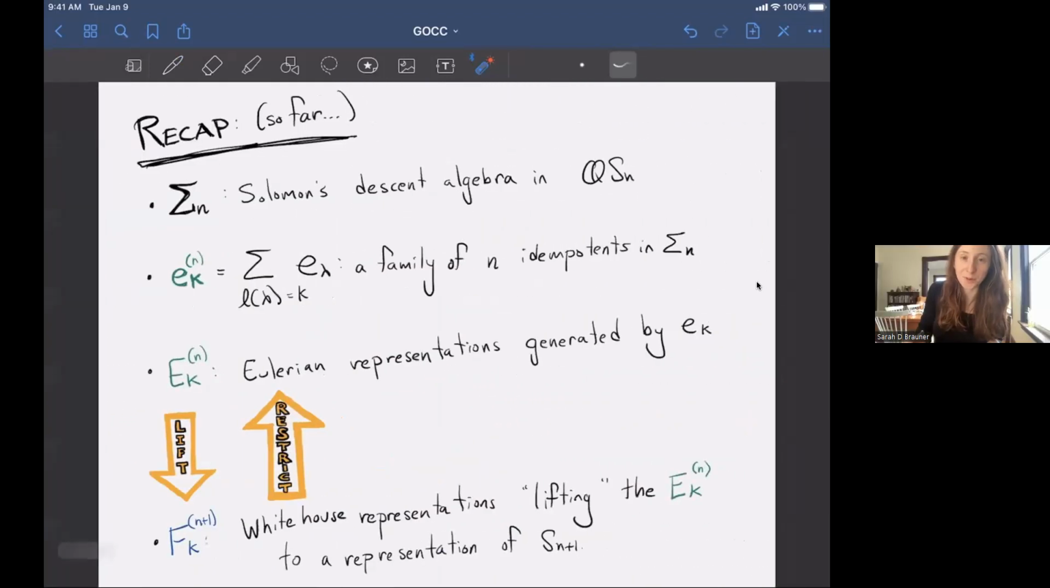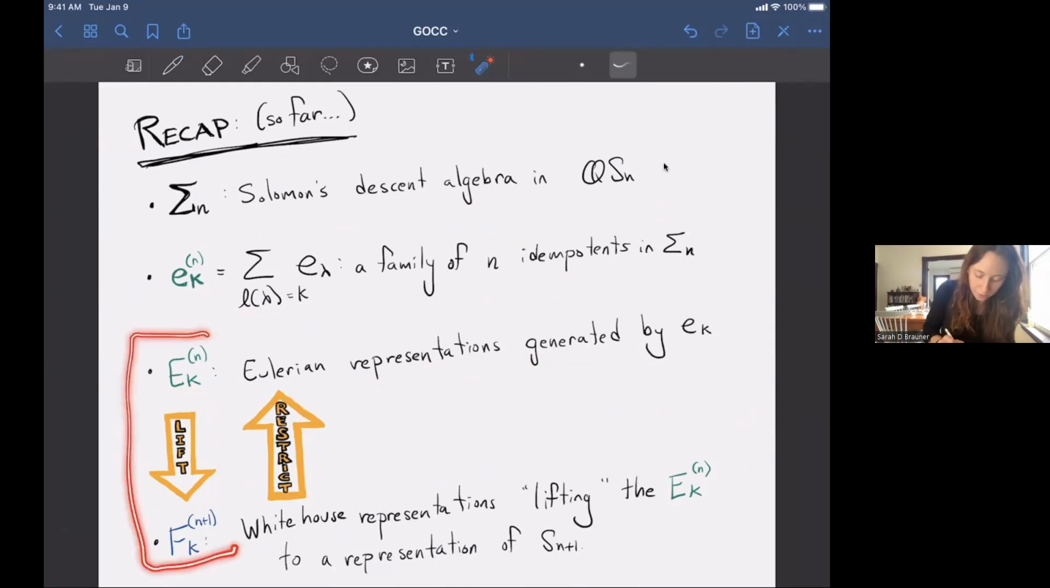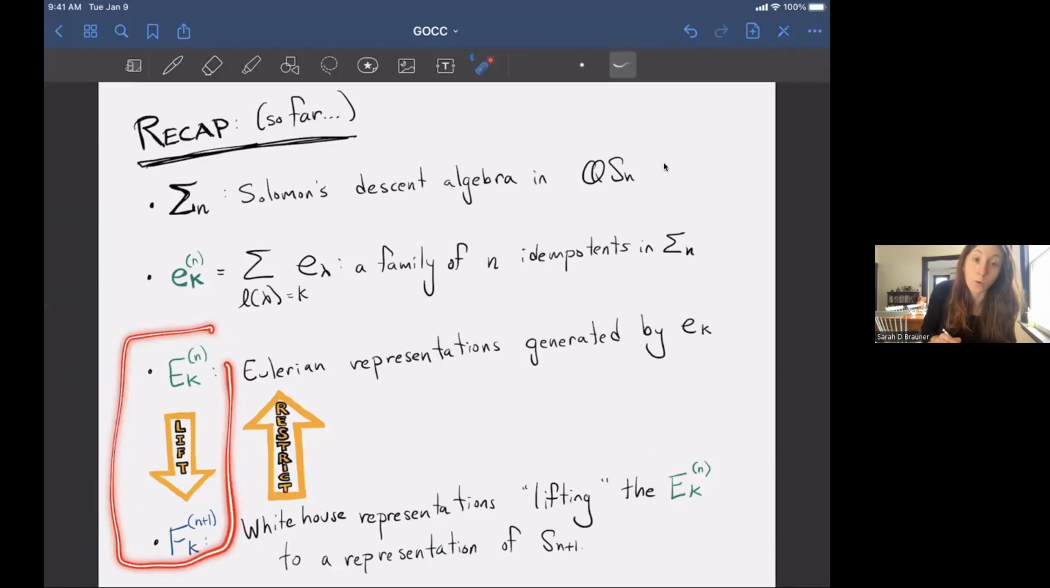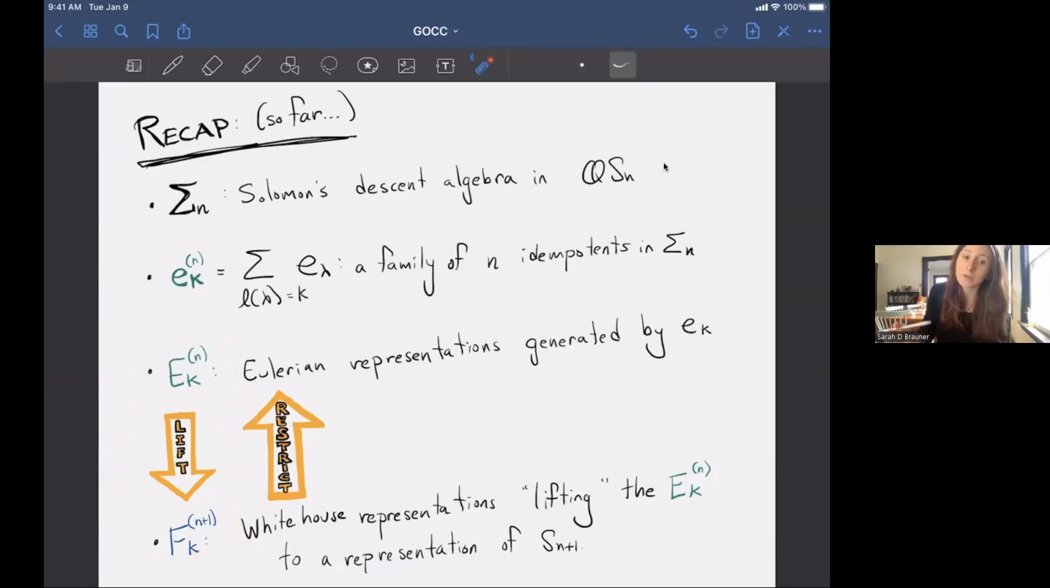I'm going to keep going with a recap. We started with this combinatorially defined algebra, and then I told you there's this family of idempotents in that algebra. Those idempotents generate representations, and those representations have this interesting property that they can lift from Sn to Sn plus 1. But from what I've said so far, there's no reason that you should have intuition for why this is true. So what I want to do right now is explain it from a topological perspective, which I think makes this phenomenon a lot more clear.